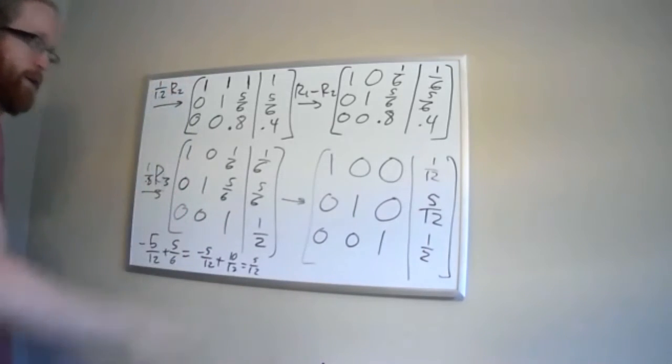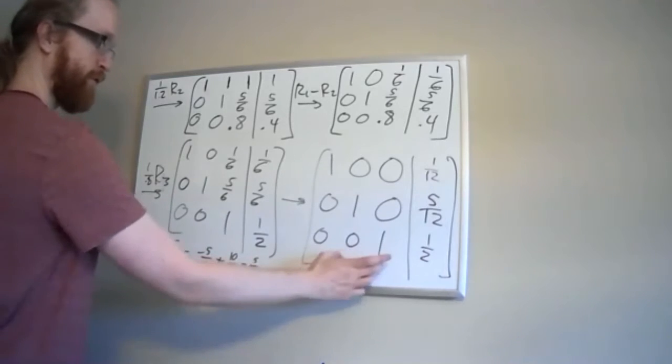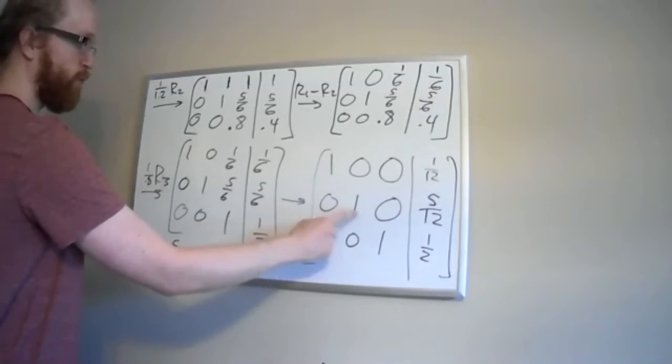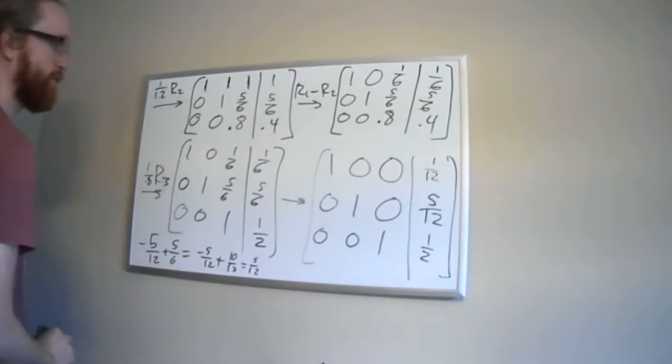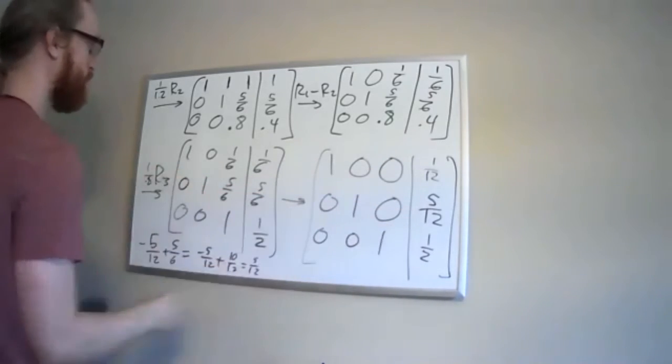Okay. Ta-da, we're done. We've reduced our matrix. Notice it's fully reduced. I have 1, 1, 1, and zeros everywhere else. This is great. It's reduced, and I have a unique solution. And these guys give me the solution.